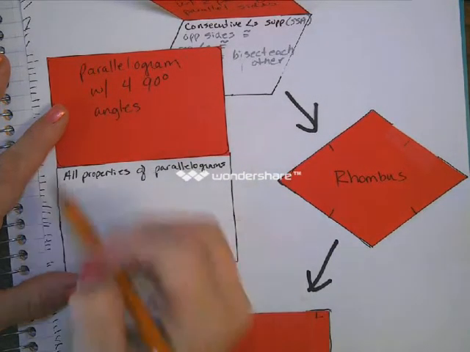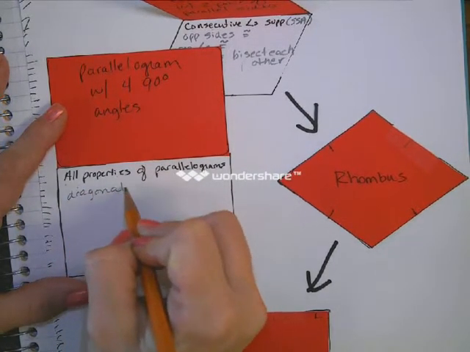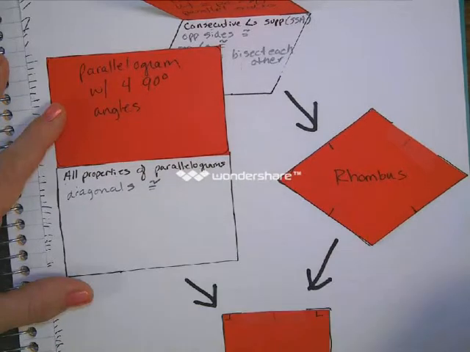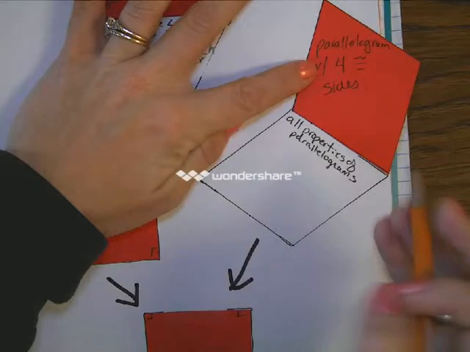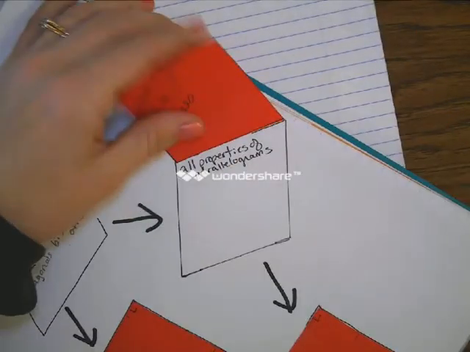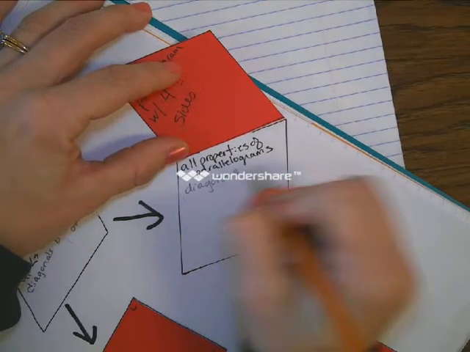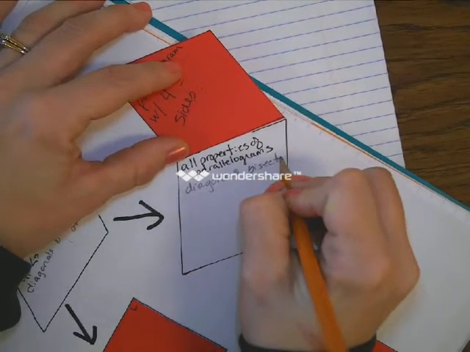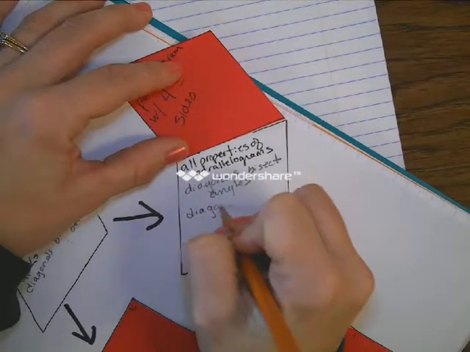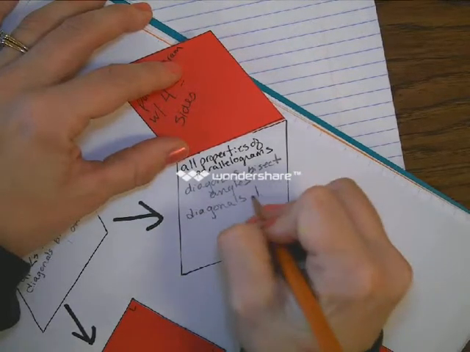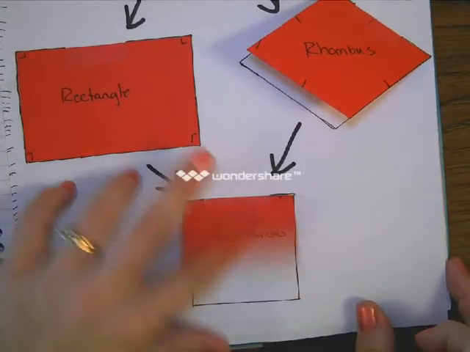The only thing new for a rectangle was that the diagonals are congruent. And then for rhombus, all properties of parallelograms. And then we also know that the diagonals bisect the angles. And we also know that the diagonals are perpendicular. And then down at the square, all properties of rectangles and rhombus.